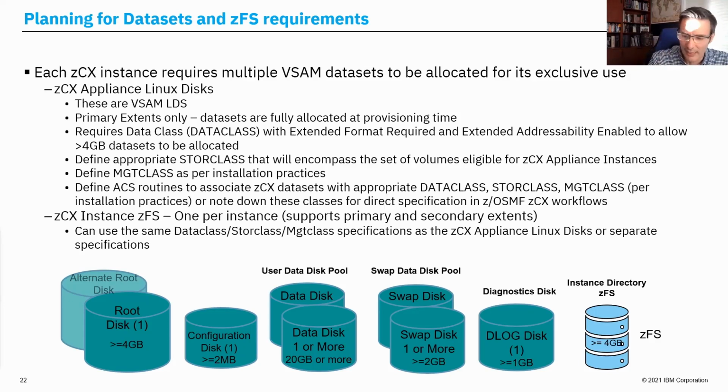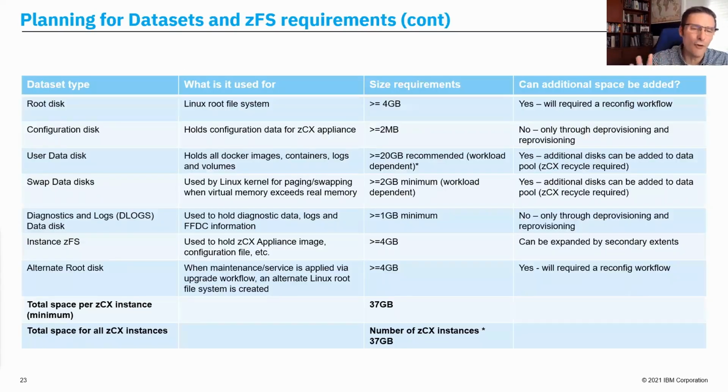Okay, so on the next slide, we just give an overall view of how much DASD each of these disks takes. If we just look very quickly, the most variable out of these are going to be the two in the middle, the user data disk and the swap data disk. Those can vary significantly. Let me just talk about those first. The user data disk is going to hold all your Docker images, the started containers, any logs that you have, and any Docker volumes that you have.